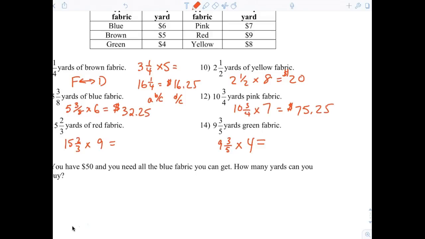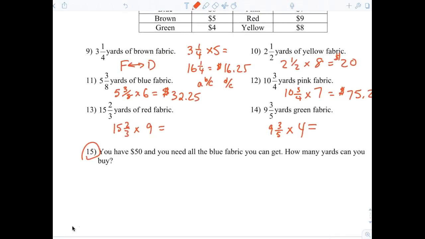All right, come on. Next, Catherine. Okay, 13, so it would be 15 2/3 times 9, which would be $141. Anybody agree with that? Yep. All right. Tell me about 14.